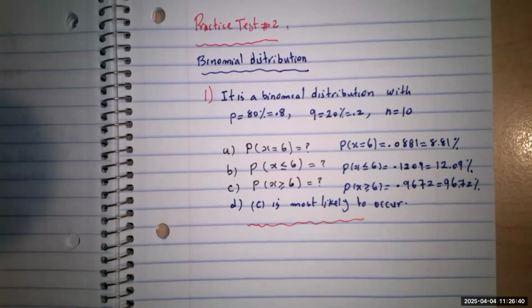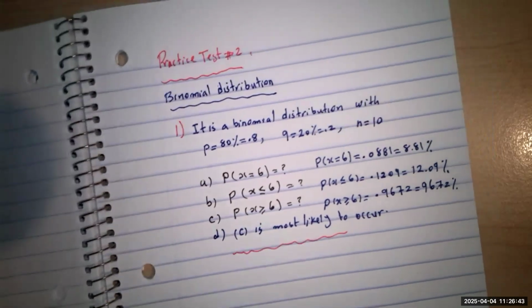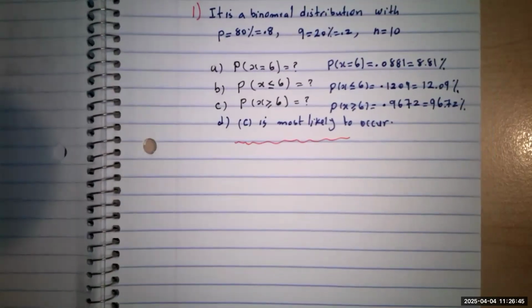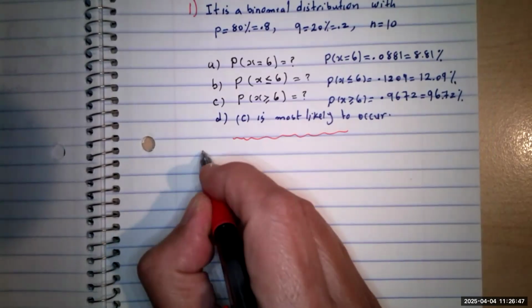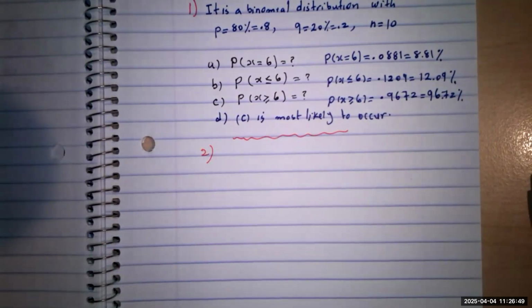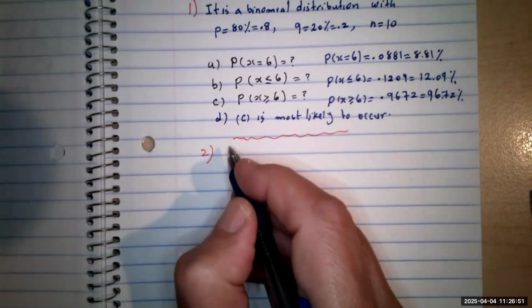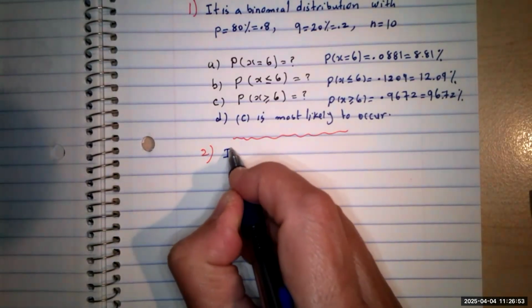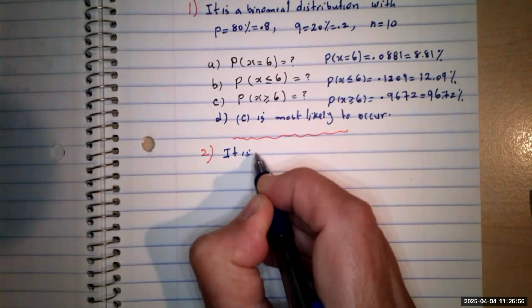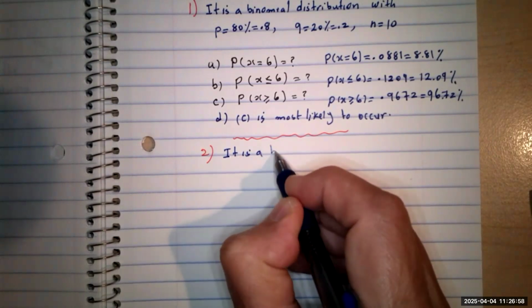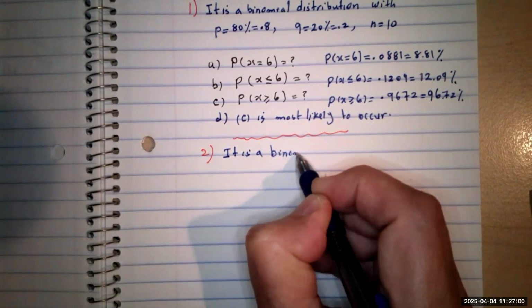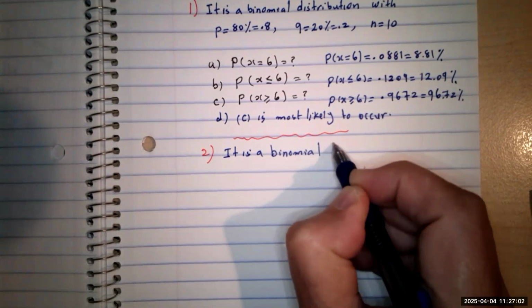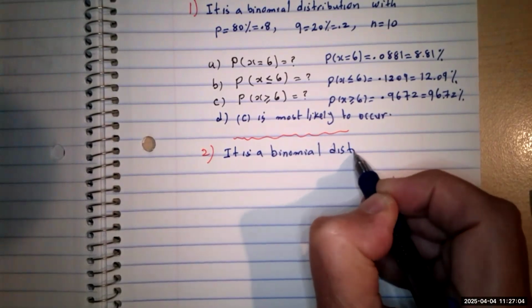So that would be problem number 2. Okay, so what is problem number 2? Again, you have to mention that it is a binomial distribution.